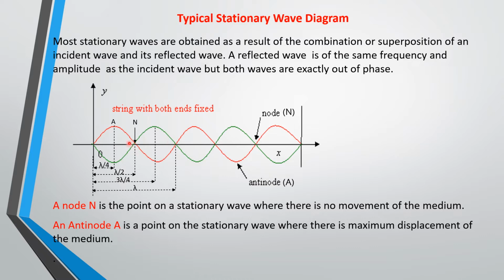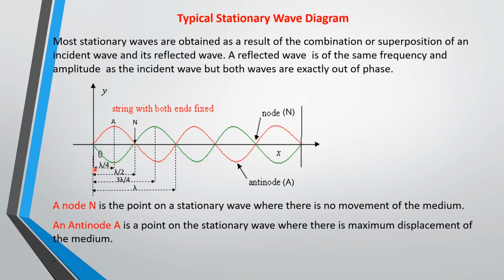So the two waves are basically out of phase, right? Because they are traveling opposite to each other. If you look at this drawing very well, in this particular wave drawing, this point here is called the antinode, while this point of intersection of the reflected and incident wave is called the node.